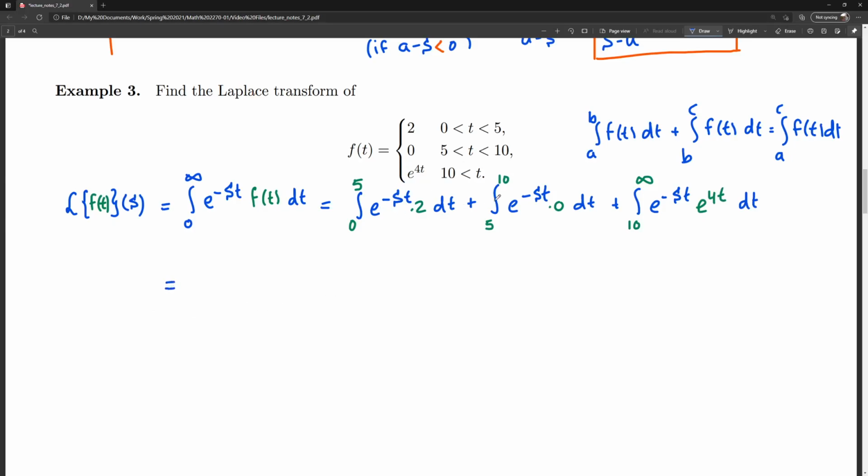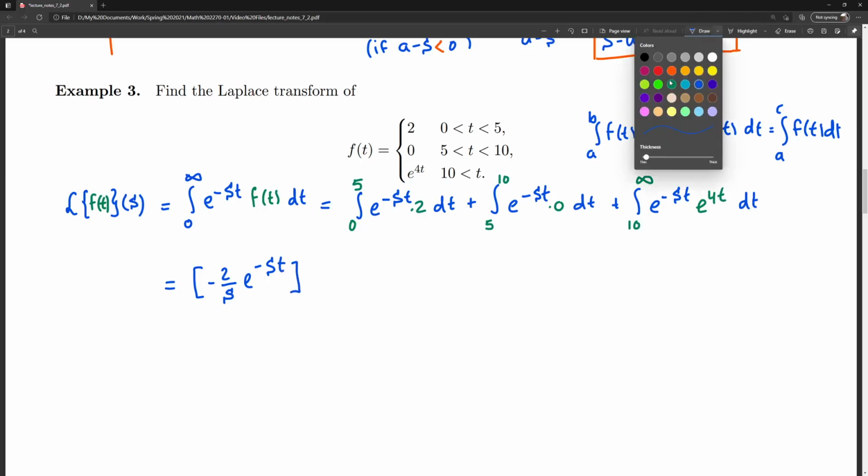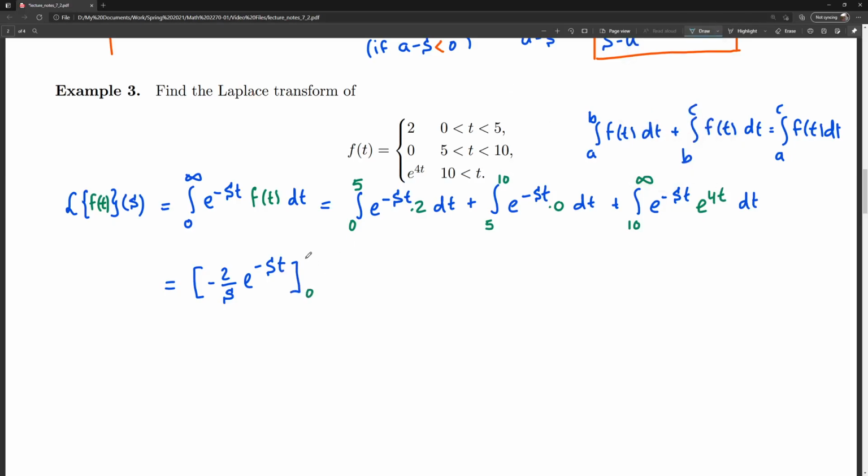Okay, now the first two integrals are just regular definite integrals. So we can take a look at what is the antiderivative of that first function, and that will be negative 2 over s times e to the power negative st. And then we have to evaluate that at the values 0 and 5.